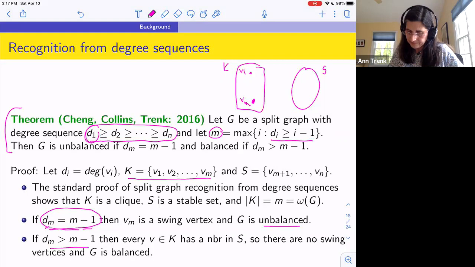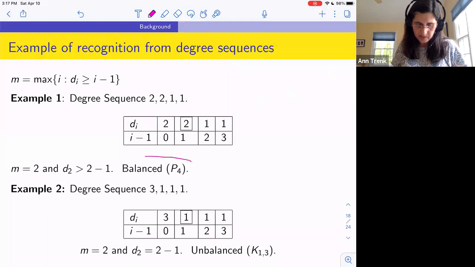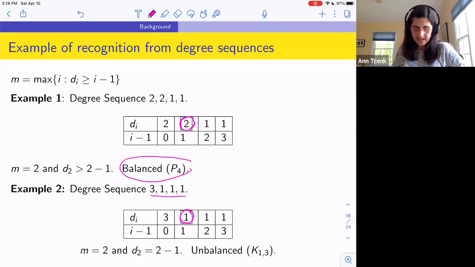And here's my example. These are the two graphs we saw earlier. This first one is P4, right? So I'm looking at the degrees of P4, 2, 2, 1, 1, and then I'm looking at i minus 1. I'm starting with i equals 1, so it starts at 0 and it goes up. This is the last place where the top row is greater than or equal to the bottom row, and notice 2 is strictly greater than 1, and that's the case that leads to balanced. Whereas if I look at my K_{1,3}, its degree sequence is 3, 1, 1, 1. In that case, this is the last place where the top row is greater than or equal to the bottom row, and in this case they're equal, and that is what leads to unbalanced.